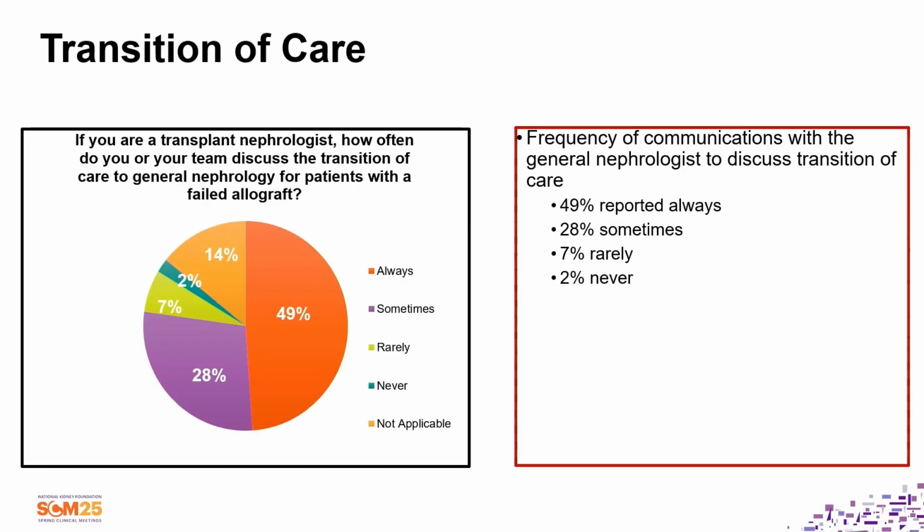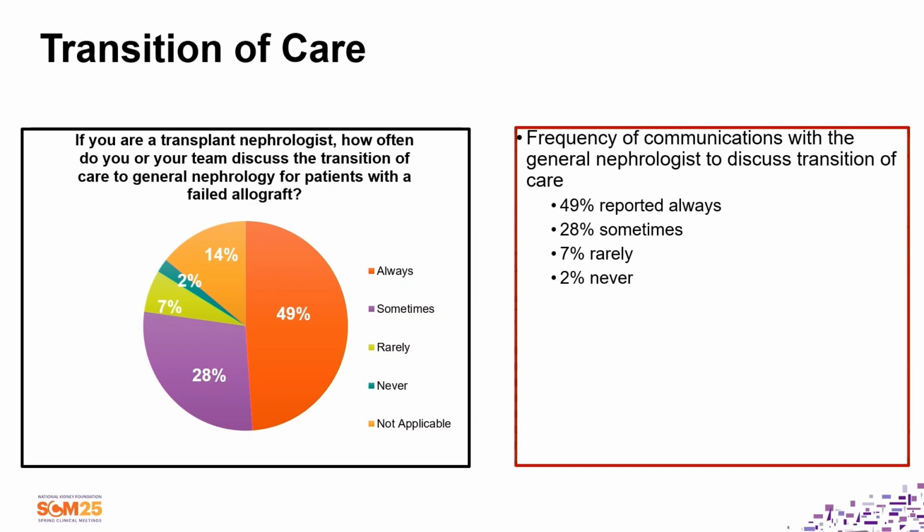Other things we wanted to find out were gaps in care. We asked a few questions about transition of care. If you're a transplant nephrologist, how often do you or your team discuss the transition of care from a transplant nephrology clinic to general nephrology with patients once their allograft fails? Well, it's great that half the people did, but that means there are a lot of people who really don't have that conversation. And I know practices vary extremely widely and differently by center and by physician. I've worked in New York City and in Texas, and practices in each place differ.